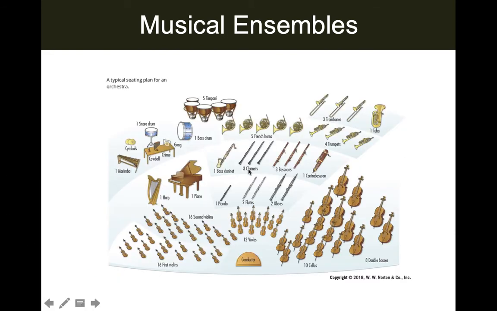So this is kind of a basic overview of what the orchestra looks like. We have the violins, first violins and second violins, the violas right here in the center, the cellos and the basses, then we have the woodwinds in the center, the brass in the back, and the percussion.